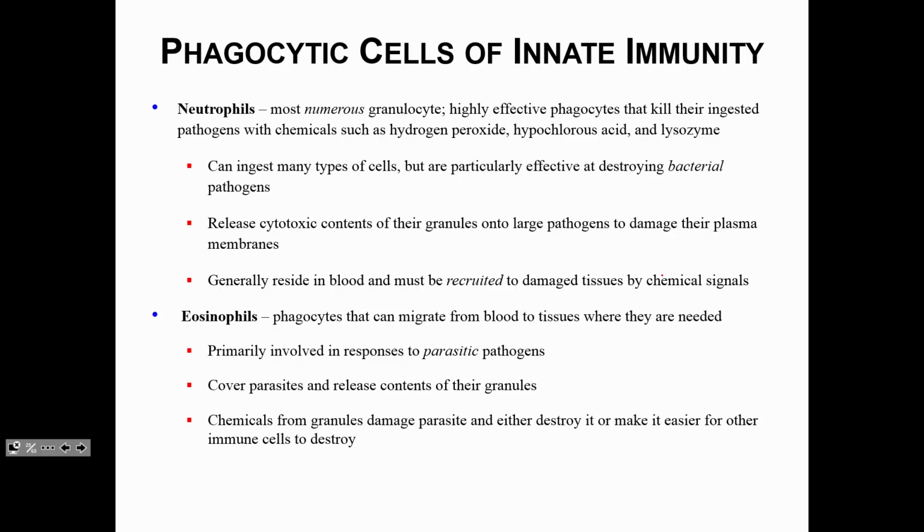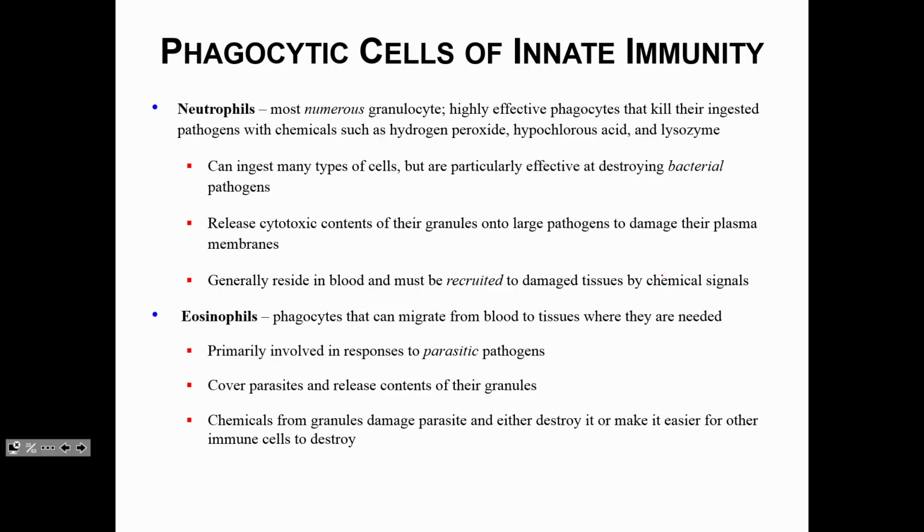Now, neutrophils, remember we've studied these. They really like to eat bacteria. Most numerous granulocyte we have. They are highly effective phagocytes. They kill the pathogens with chemicals like hydrogen peroxide and hypochlorous acid, same way the macrophages do. They ingest lots of different things, but they really like to destroy bacteria. They do release contents of their granules onto these big pathogens to damage the membrane. They generally are residing in the blood, but they can be recruited by chemicals to different damaged areas.